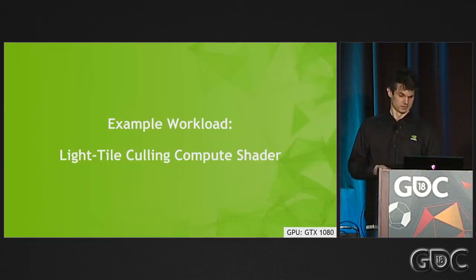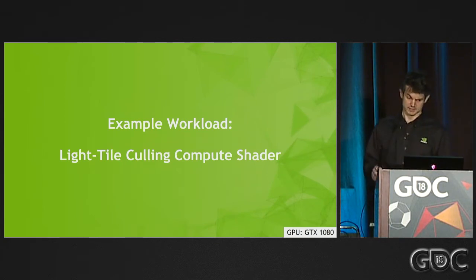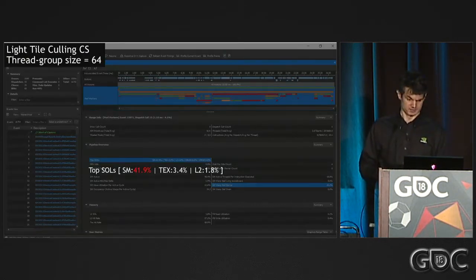Another example workload is a light tile culling compute shader. It has top SOLs SM, and then TEX and L2. But because TEX is only 3.4% saturated and SM is 41%, the only limiter is the SM. The other ones can be discarded.